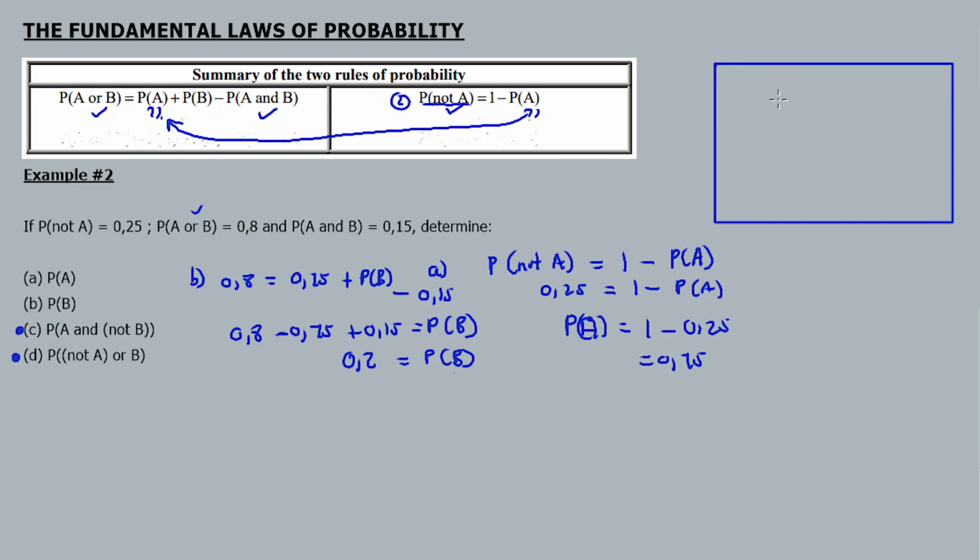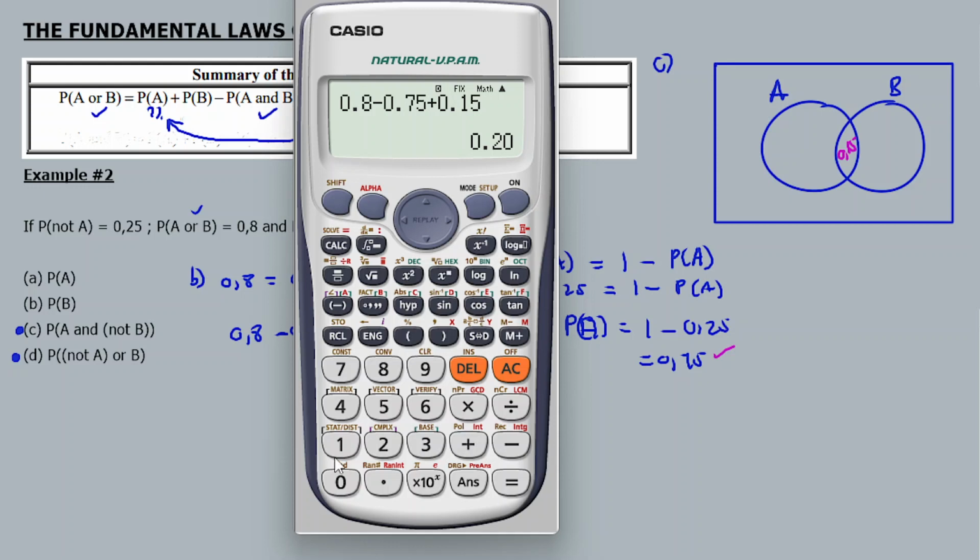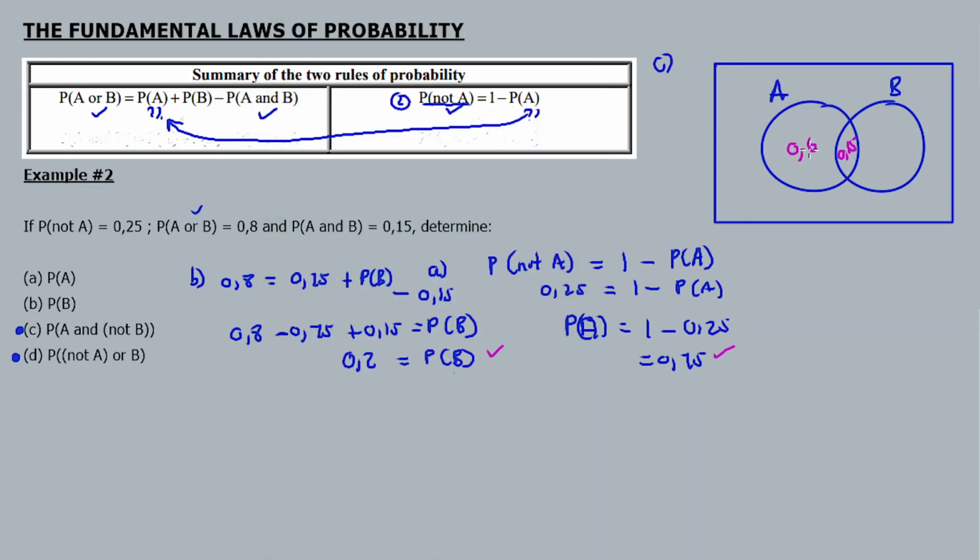So for C, we have events here: A and B, and we just have to start with the intersection. We start at the intersection, which is 0.15. Then probability A and probability B. The value for the A circle must be 0.75. So therefore it's 0.15 in the center, so 0.75 minus 0.15 is equal to 0.6.